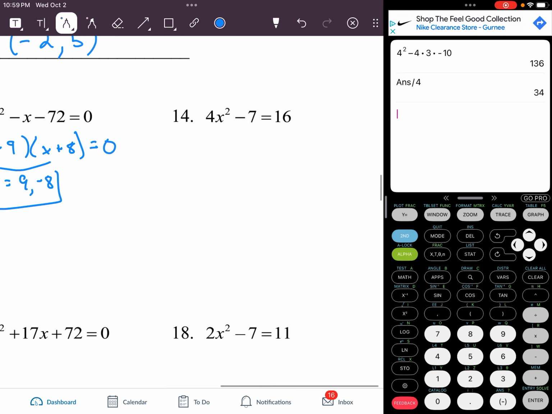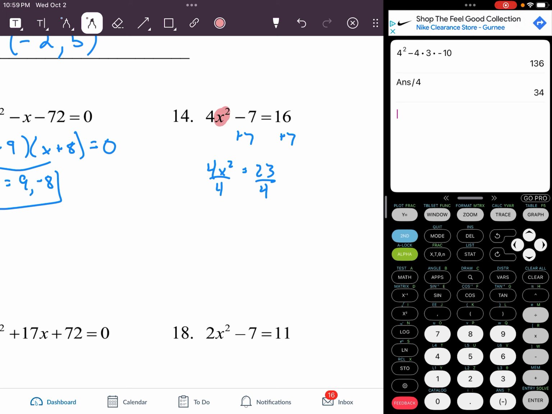Yeah, this is a solving using square roots. I'm going to add 7. So I'm going to get 4x squared equals 23. Divide both sides by 4. All right, and just real quick, when we're doing these types of problems, the main concern you have is you need to get this x squared by itself.